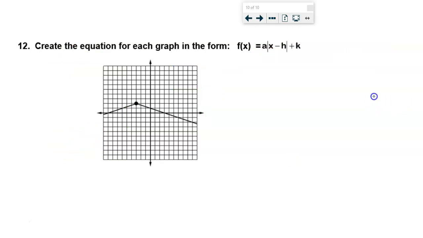Now, unfortunately, this graph's really hard to read. So first thing I want to point out to you is that you have your origin right here. So this vertex, this is the first thing that I would point out to myself. I would say, okay, where is the location of my vertex? The vertex is located at 1, 2, 3, 1, 2. So it's at the ordered pair negative 3, 2. That means your h value is negative 3 and your k value is 2.